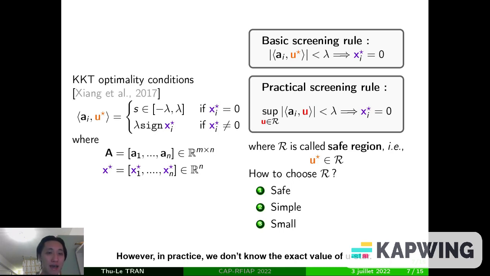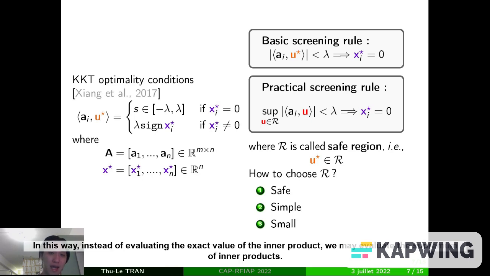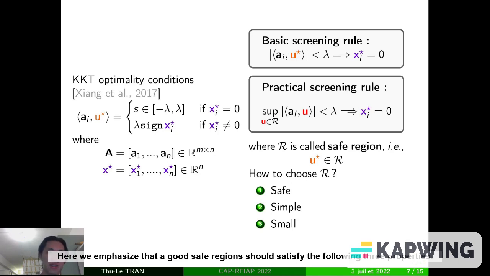However, in practice, we don't know the exact value of u star, so it's necessary to have more practical screening rules. To do this, u star can be replaced by an approximation, that is, a set containing u star. Such a set is called a safe region. In this way, instead of evaluating the exact value of the inner product, we may evaluate the supremum of the inner product. Here, we emphasize that the safe region should satisfy the following three properties. First, it should be safe, meaning that u star must belong to that set. Second, it should have a simple geometric shape, so that the supremum can be computed easily. Finally, it should be as small as possible to best approximate u star.